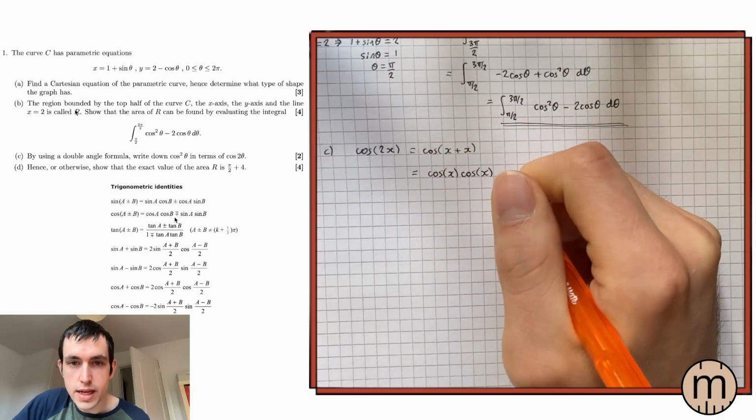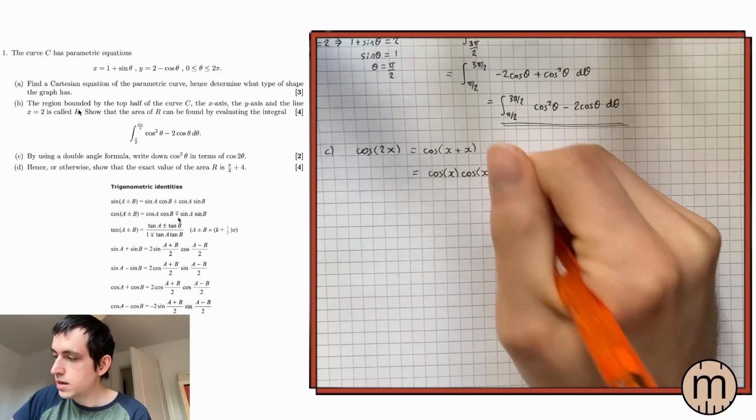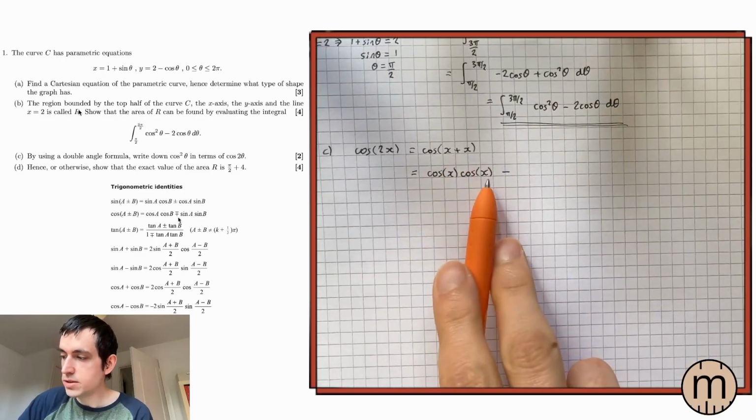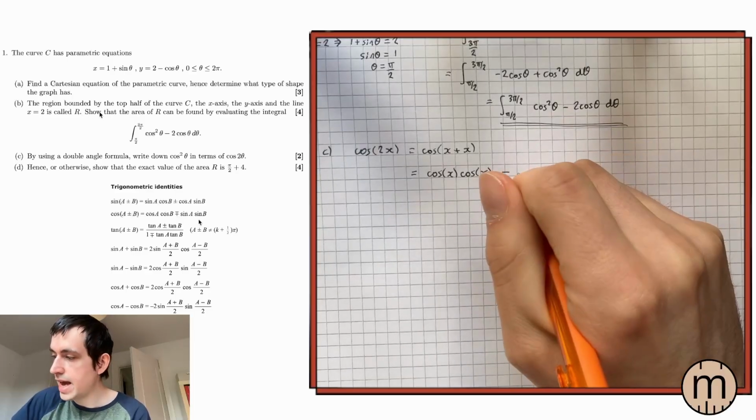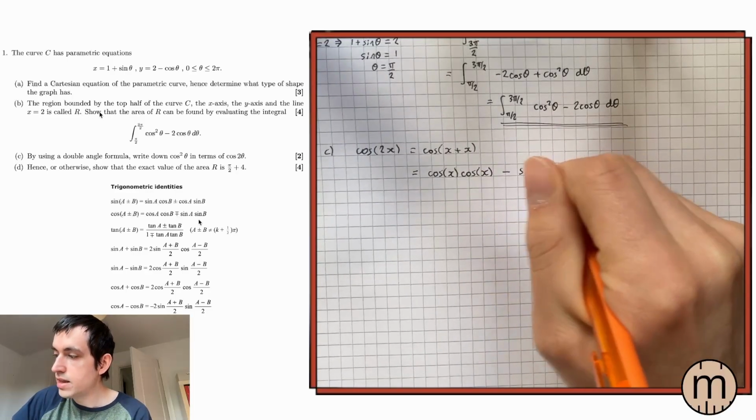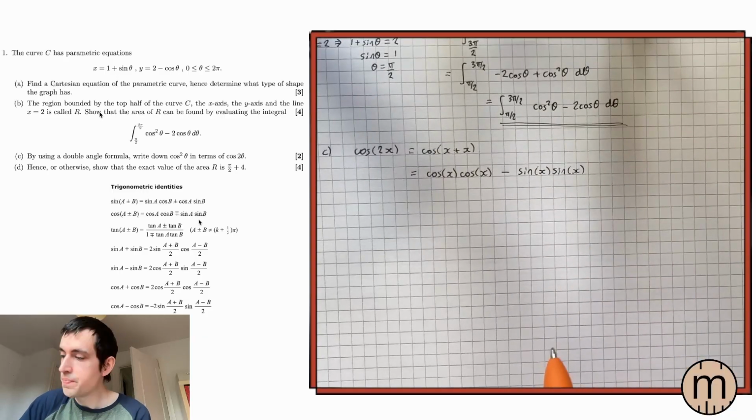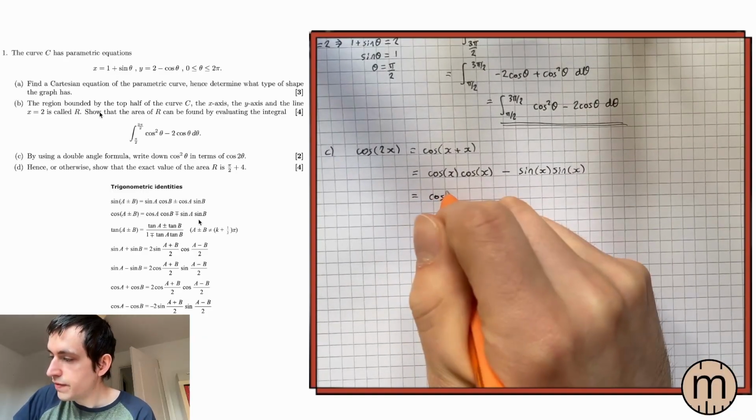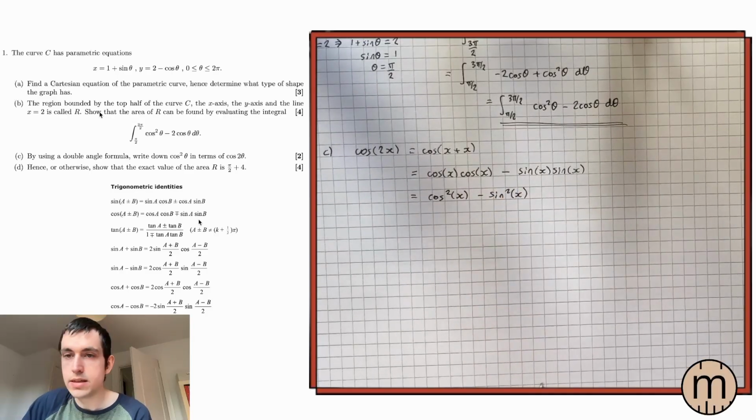You have to be careful here that this plus or minus is flipped. It's a minus plus. Because we did x plus x, we have to do a minus here. And then we have to do sine of a, sine of b. They're both x. So it's sine of x, sine of x. Let's simplify a little bit. Cos squared x minus sine squared x.